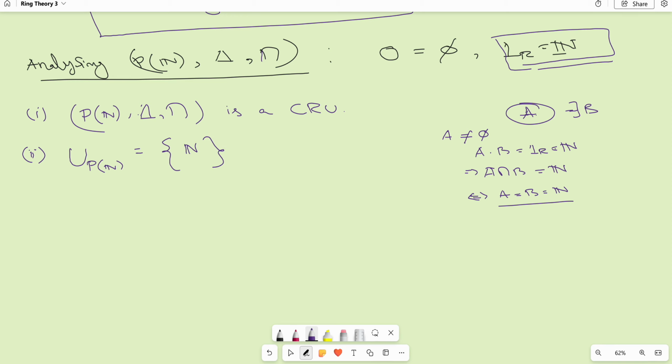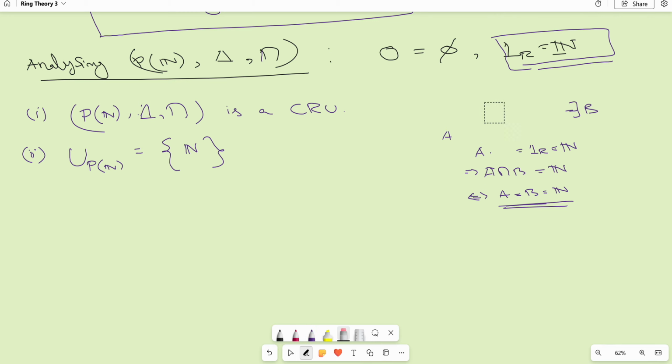There is no other choice. If you take B to be anything, your B has to be N, because the intersection should be the entire natural numbers. It can only happen if and only if A and B are both the natural numbers, then only your intersection will be the entire natural numbers. So second property, is it clear? The second property.